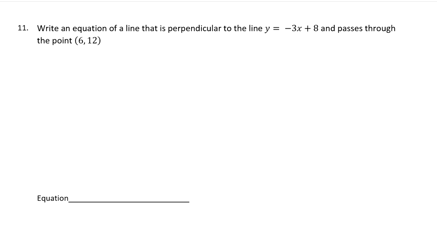So we're on our final page. There's only two questions here, question 11 and 12. 11 says, write the equation of a line that's perpendicular to the line y equals negative 3x plus 8, and it passes through the point (6, 12).